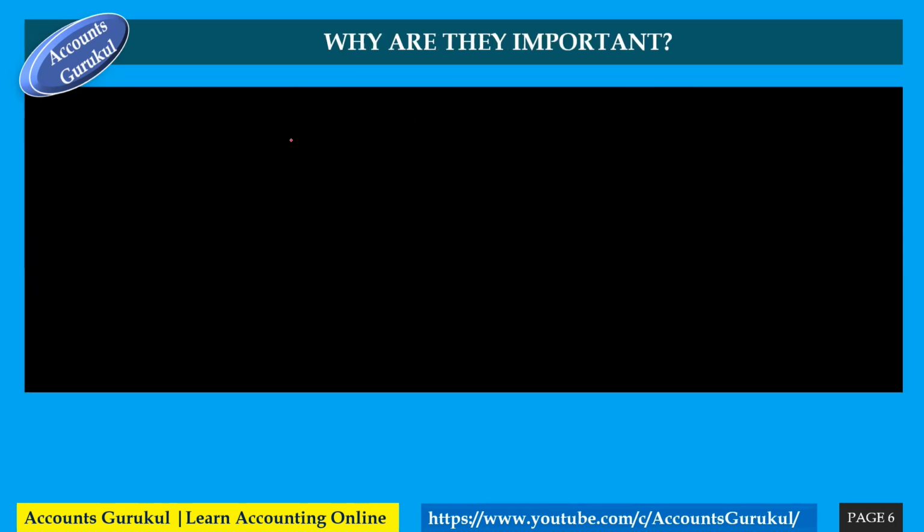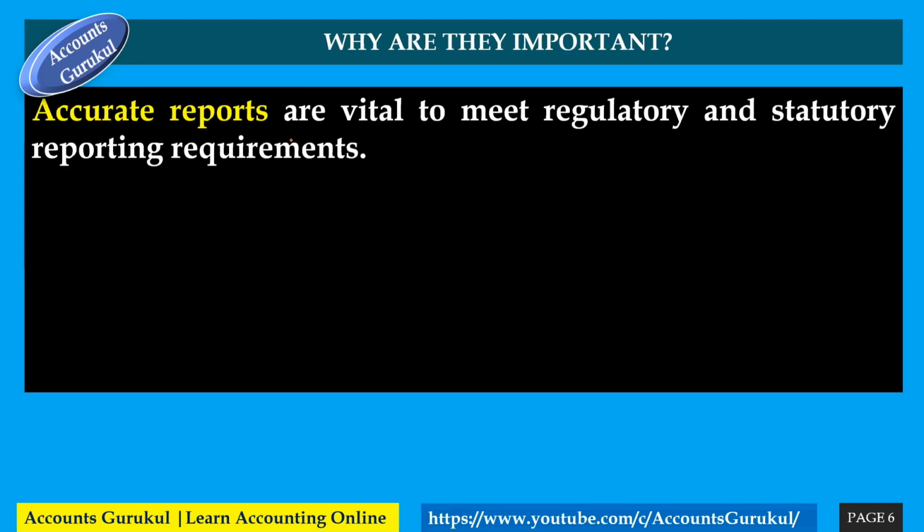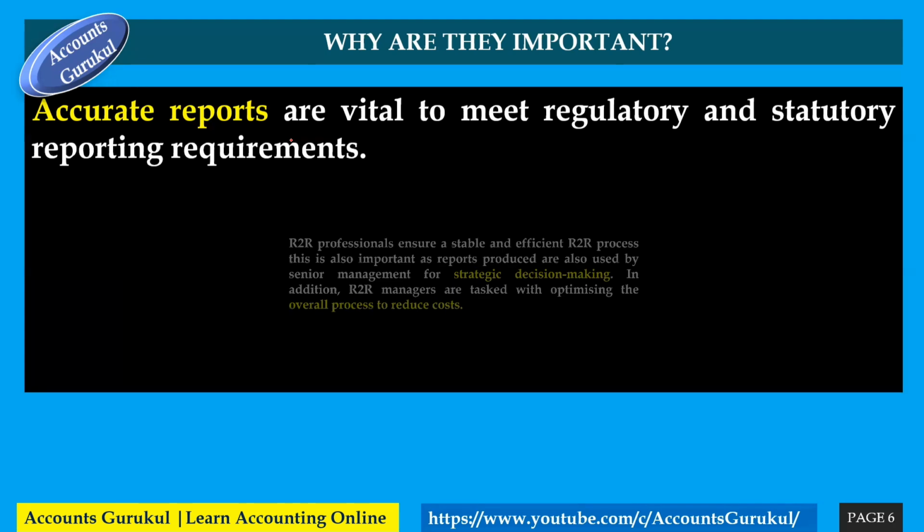Next, why are they important? Accurate reports are vital to meet regulatory and statutory reporting requirements. This is the first importance. When R2R ensures the completeness and accuracy of booking all the transactions, it means we are ensuring statutory compliance as well. Whatever is submitted for statutory purposes, we ensure its accuracy, and whatever statutory compliances we file, we do with more accuracy.